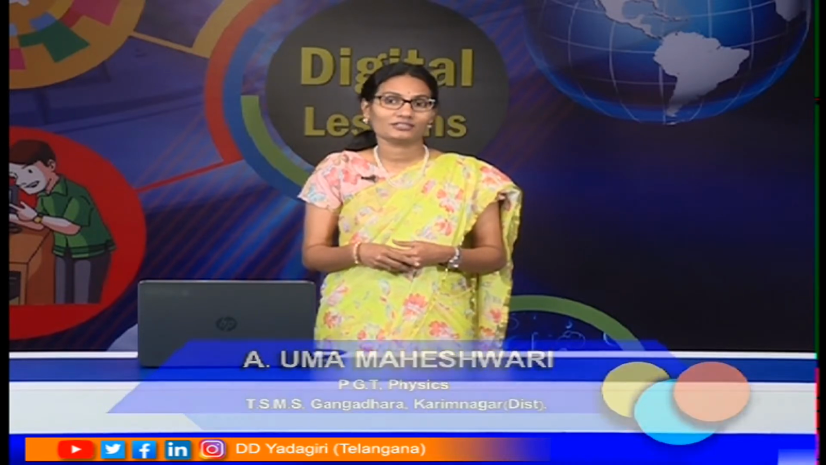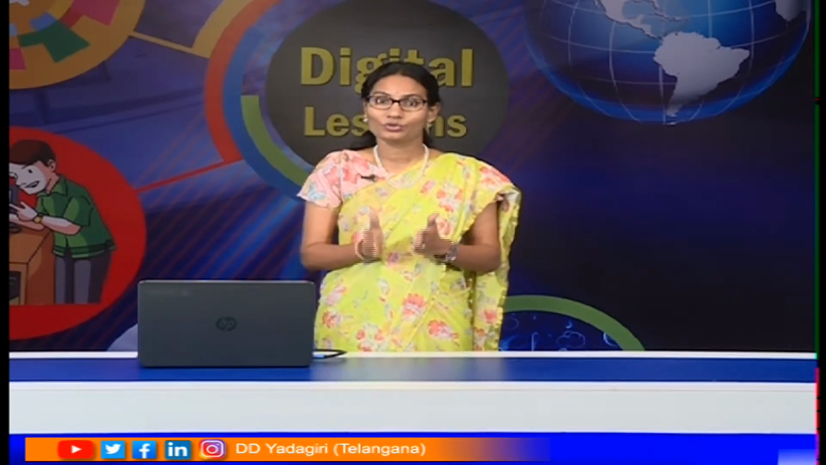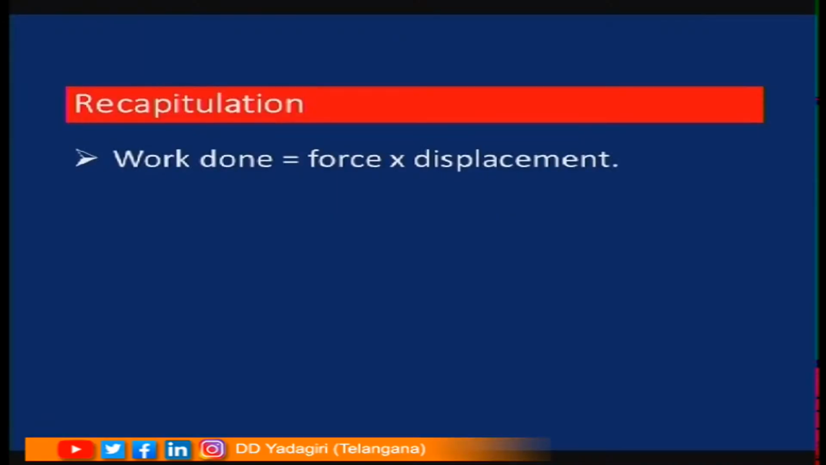Children, now we are in the work and energy lesson. We already finished two parts of the lesson. Whatever concepts we discussed in our previous sessions, the scientific meaning of work done, and also we derived the formula for work done, that is W equal to F into S.